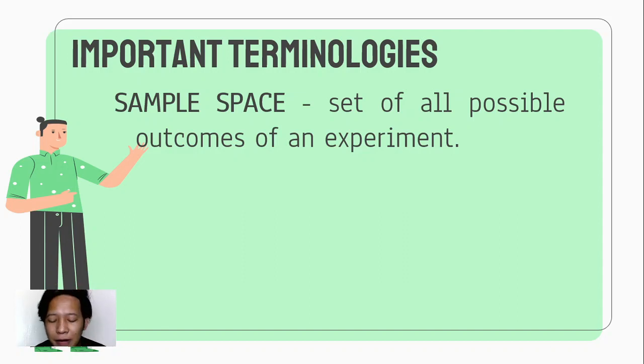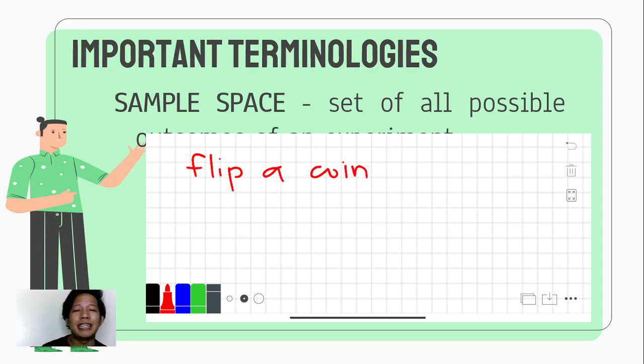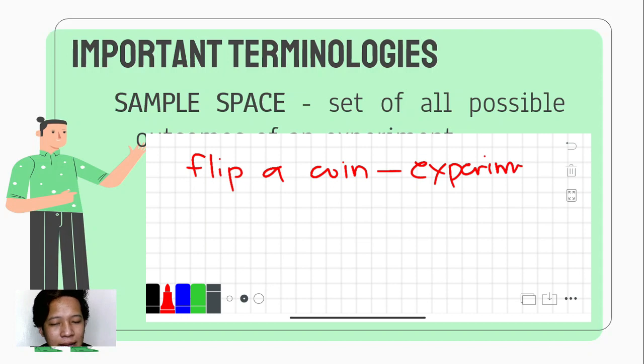Okay? So let's say for example, we flip a coin. We flip a coin, just one coin. Okay? This is our experiment. We flip a coin. Experiment. Okay? So what do we mean by a sample space? Tulad ng sinabi dito, a sample space is a set of all possible outcomes of an experiment. Ibig sabihin, ito yung mga posibleng kalabasan ng experiment mo. Okay?